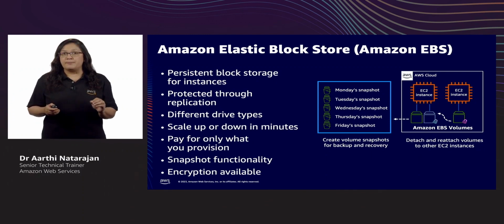EBS volumes also support snapshots, which are backups of your volumes. These snapshots are stored in S3 behind the scenes, so you get great availability and durability of your backups. Lastly, EBS supports at-rest encryption to keep your data secure.